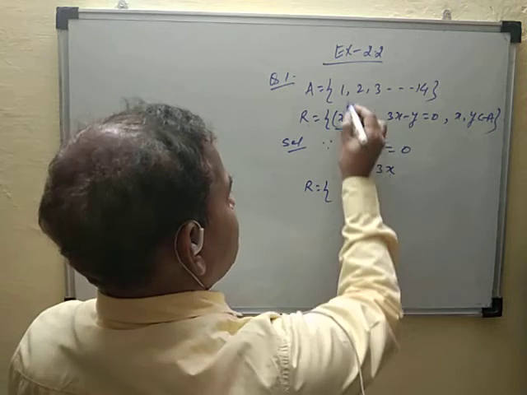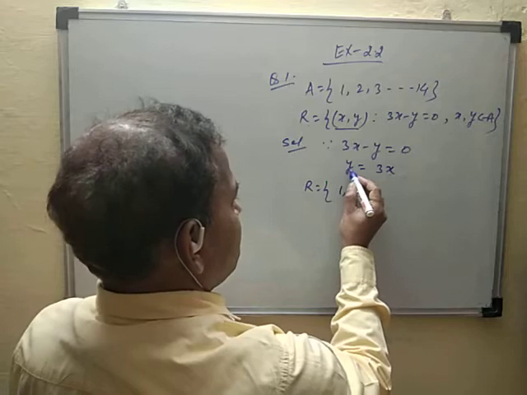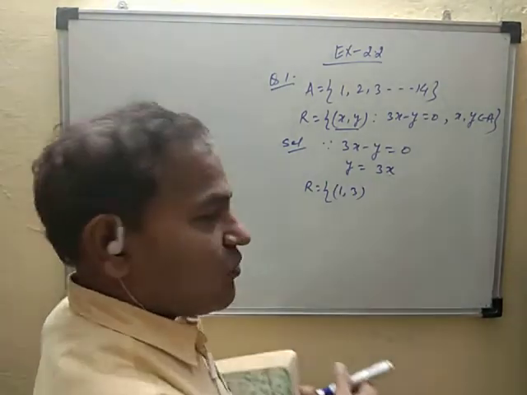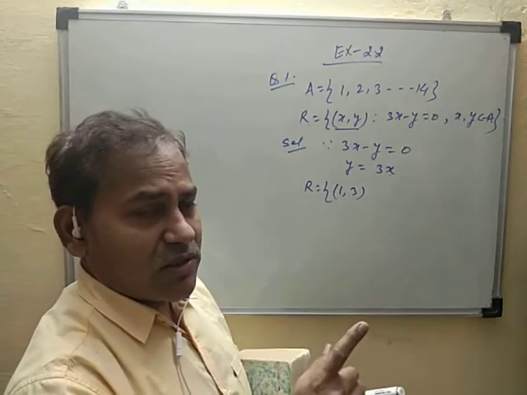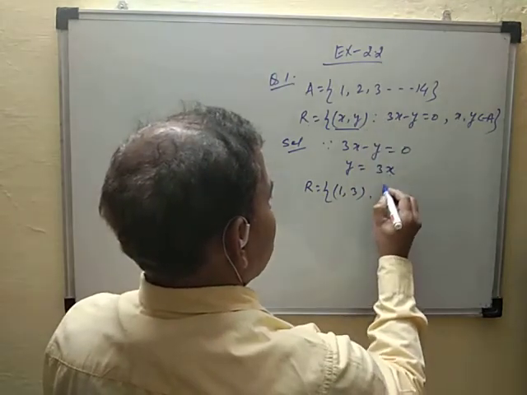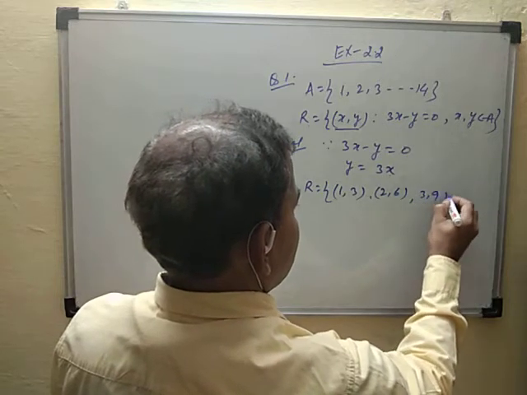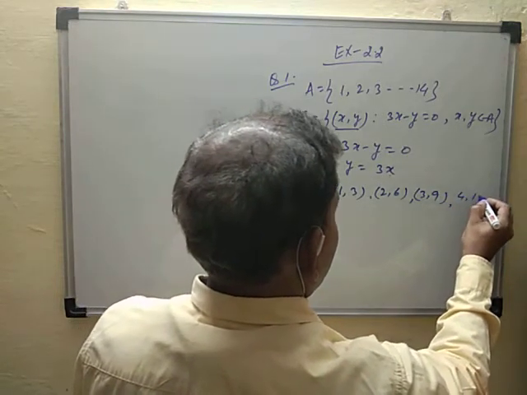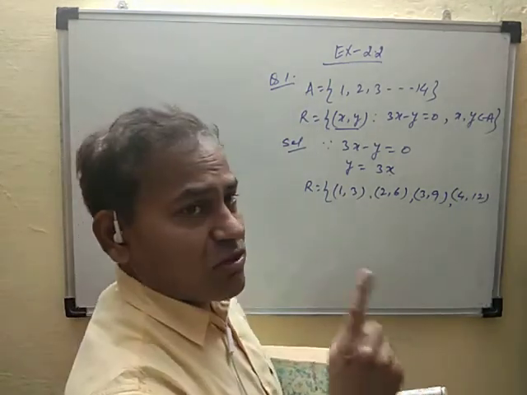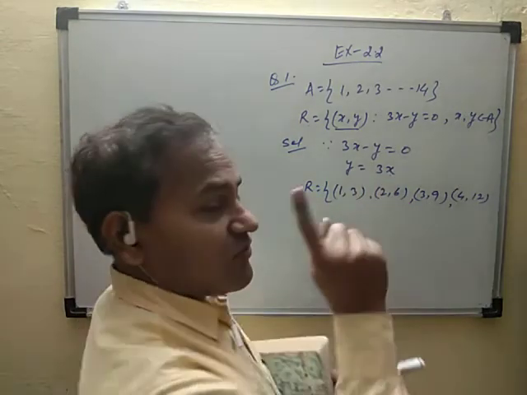So first put x is equal to 1. When x is equal to 1, then y is equal to what? 3 into 1, 3. So the first element is (1, 3). Next, put x is equal to 2, then y is equal to 6. Similarly, x equal to 3, then y is 9, x equal to 4, then y is 12. Next, when x is equal to 5, then y is equal to 15.